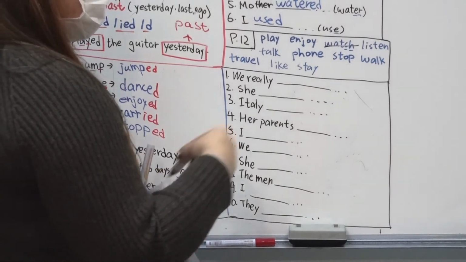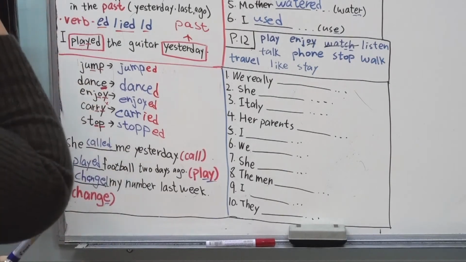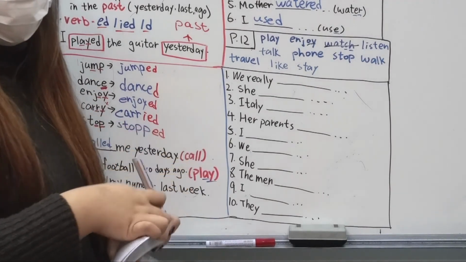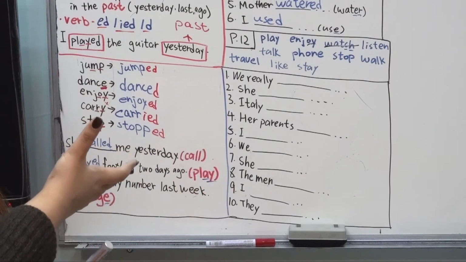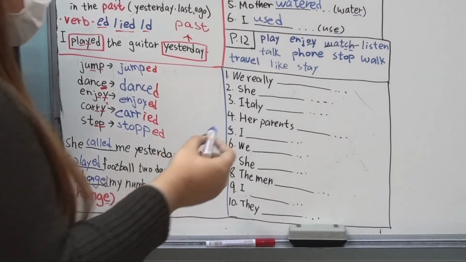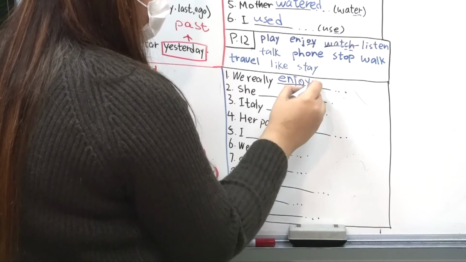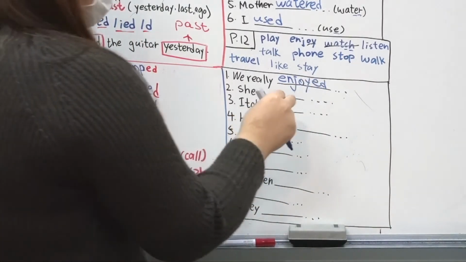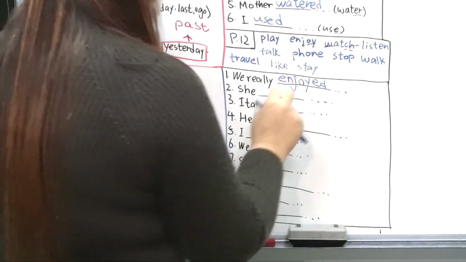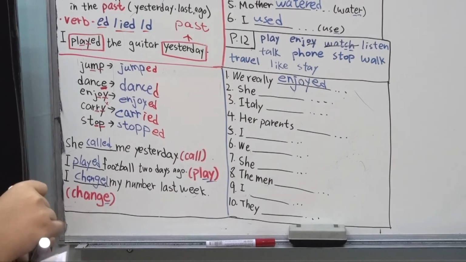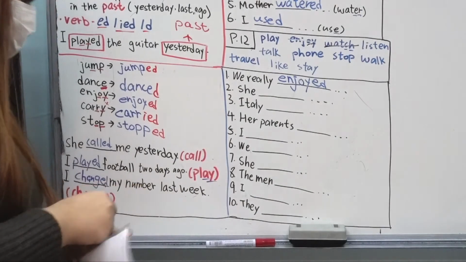So, enjoy ends with a vowel and letter Y, right? So what do we add? Do we make any changes? No, we don't make any changes, okay? We just add ed. We don't have to change it to IED because it ends with a vowel and letter Y. So adding ed will be enough for you. We have used enjoy, so you can cross it out. Okay?